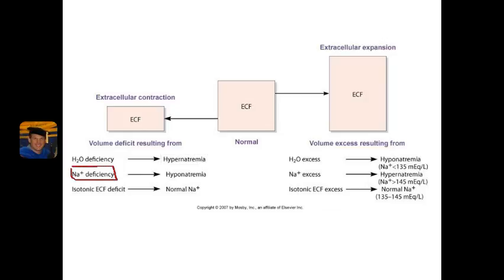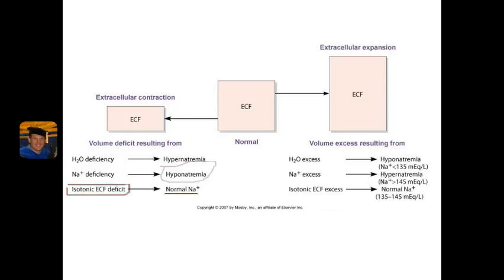Now, if the reason you have the fluid volume deficit is because you have sodium deficiency, so remember, water follows sodium. So as sodium leaves the body, so does fluid. Then you're going to end up with hyponatremia. And then you could have an isotonic fluid deficit where you're losing fluid and sodium at the same rate. In that case, you're going to have a normal sodium level.